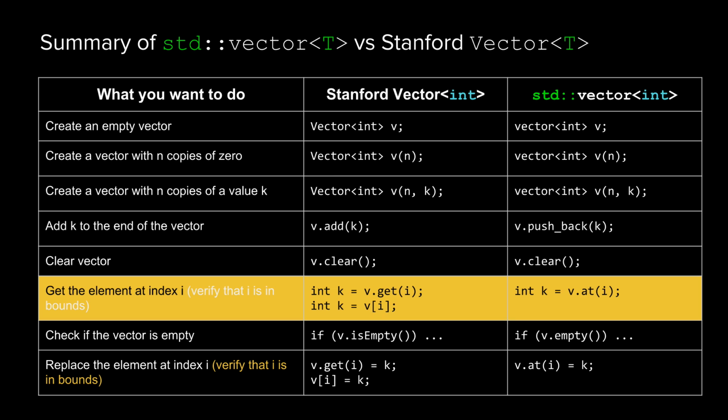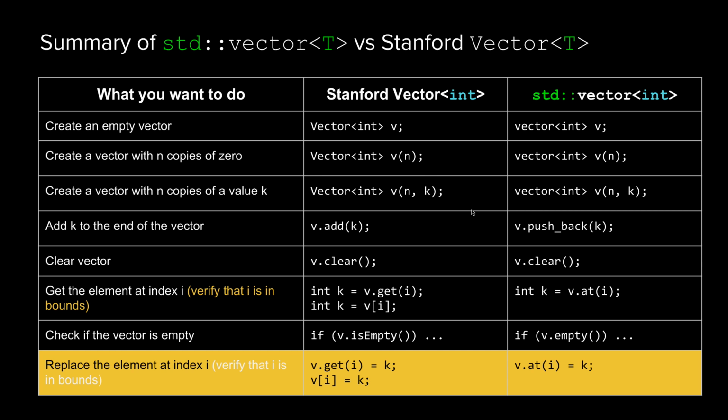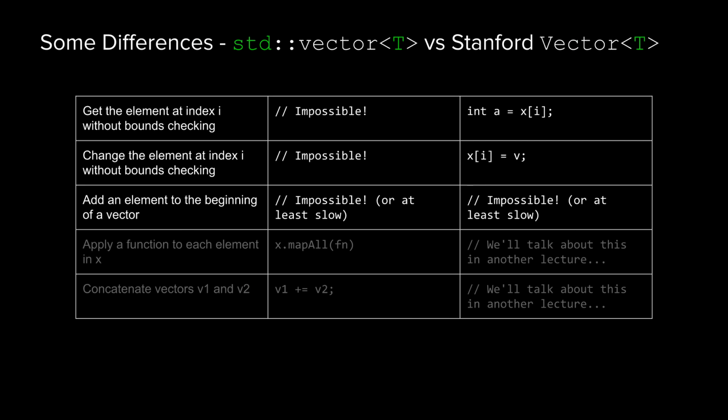To get an element, the standard vector doesn't bounds check by default. If you call v.at, it will bounds check. And then it's the same thing with inserting. Basically everything else is the same. So the biggest takeaway in an interview: don't call .add, call .push_back. You look like C++ and it'll be great.